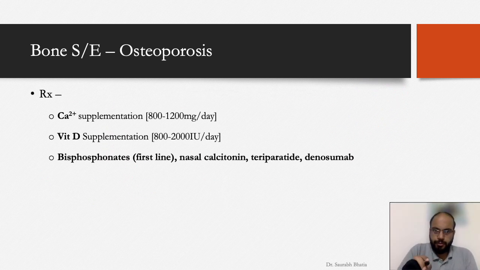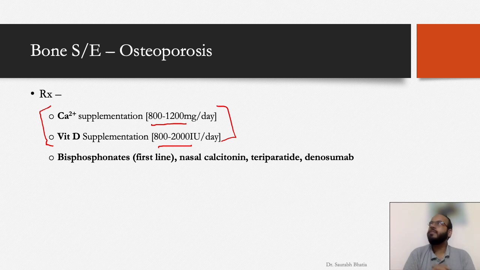Now, treatment of osteoporosis. You have to give calcium and vitamin D supplementation to your patients. That is a must. You have to give them calcium and vitamin D, and the doses for calcium are 800 to 1200 milligram per day. For vitamin D it is 800 to 2000 international units per day. So you have to supplement with daily vitamin D and calcium.